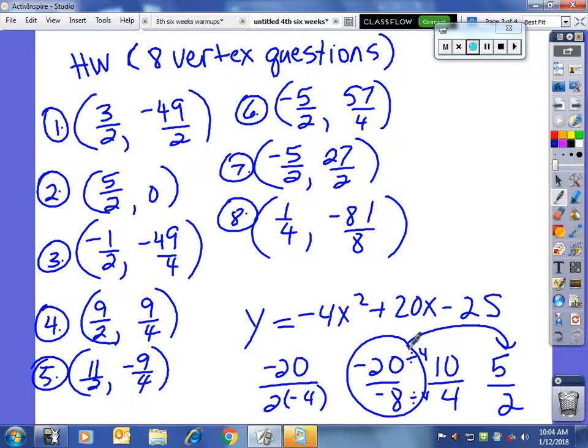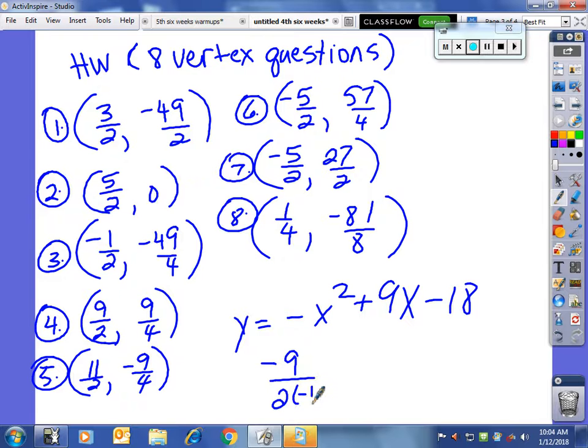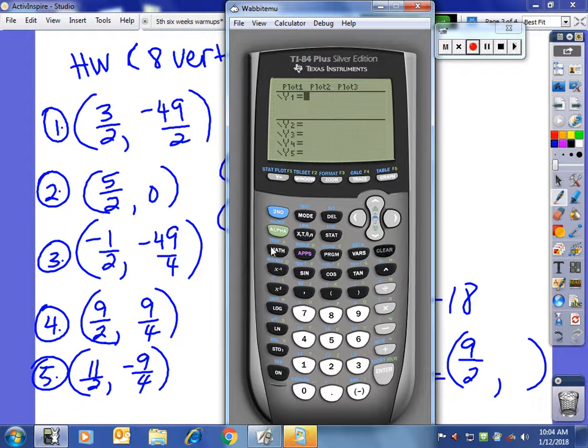Yes? Number 4 and 5. Let's look at number 4. Y equals negative x squared plus 9x minus 18. Right? What's the opposite of b? Negative 9 over 2 times negative 1. So negative 9 over negative 2. A negative over a negative is really positive. So I would like you to report the x value as positive 9 halves. All right, do it in your calculator right now, and let's just see what happened.